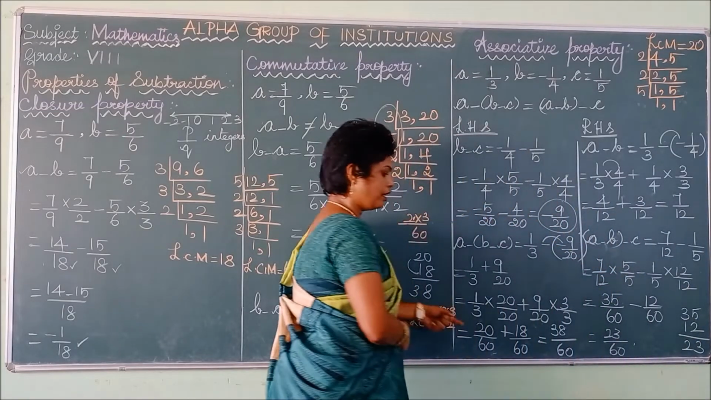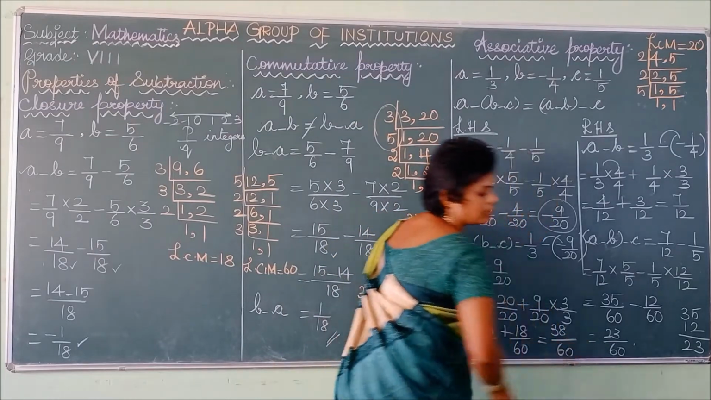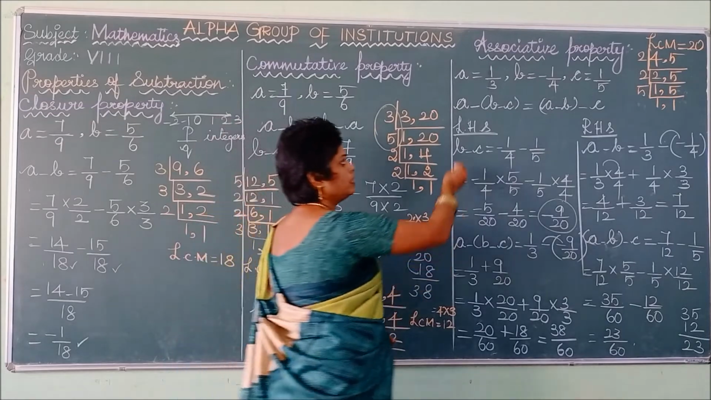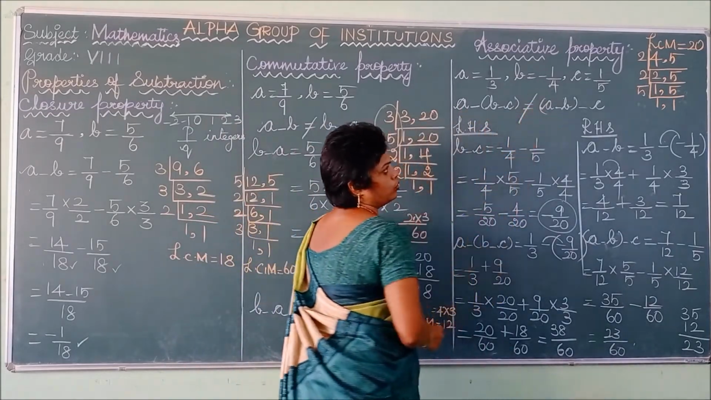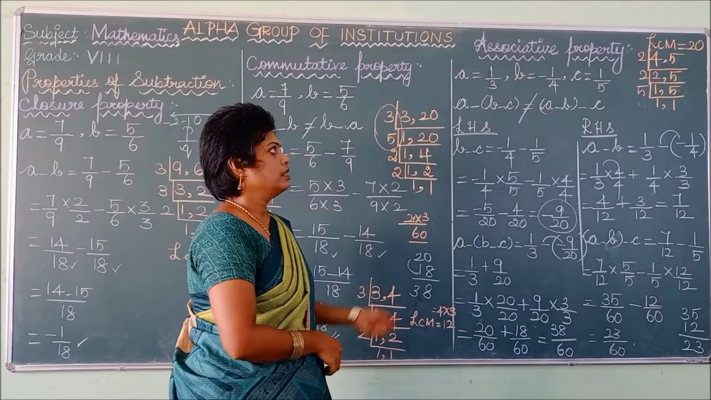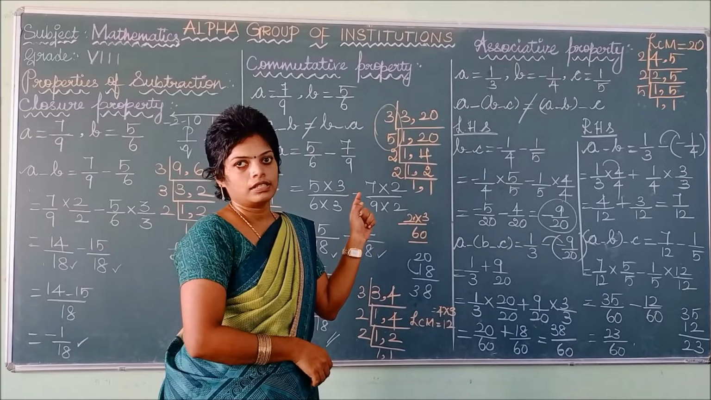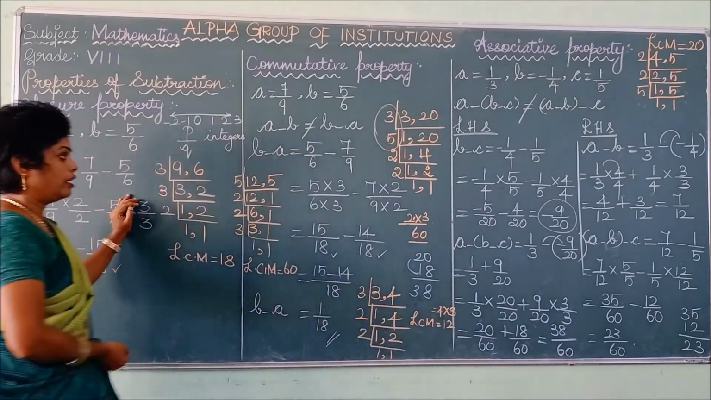Let's check the left hand side with the right hand side. Left hand side 38 by 60, right hand side 23 by 60. Both are different. So we can say this (A minus B) minus C not equal to A minus (B minus C). Associative property not satisfying the subtraction of rational numbers. So listen, what are the properties here we have shown?